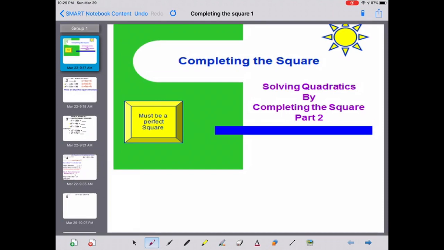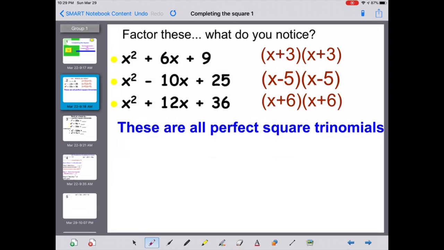Hi guys, this is going to be completing the square. So if we were in class, what I would have had you do was factor each of these on your own, and you would have factored them to these. And what you would have found is that in each case, it was exactly the same thing in both parentheses. So another way we could write this is x plus 3 squared, because we're multiplying it twice. X minus 5 squared and x plus 6 squared.